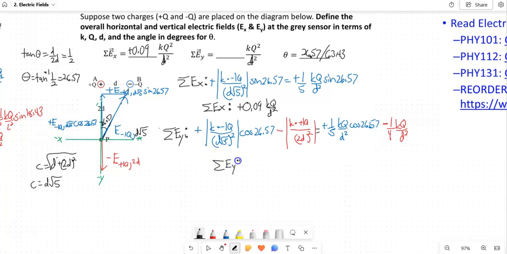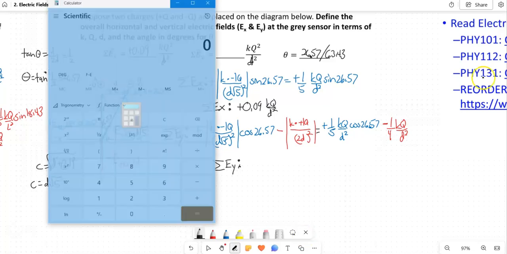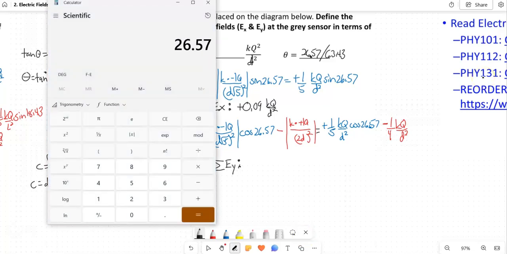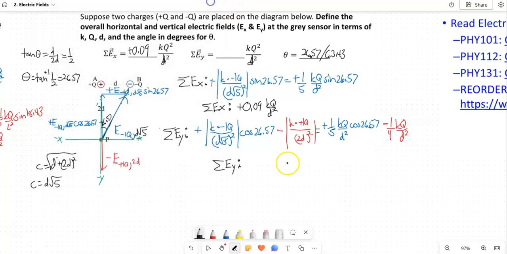So the electric field in the y direction, it's going to be cosine 26.57 divided by 5 minus a fourth. So 26.57, take the cosine of that, divided by 5 equals, now we're going to subtract off 0.25 equals negative 0.0711, so negative 0.07 kq over d squared.